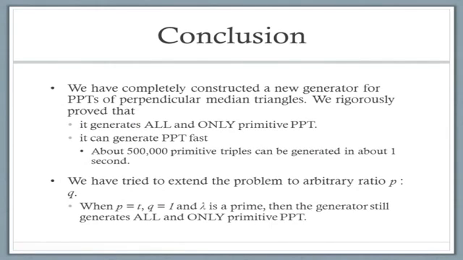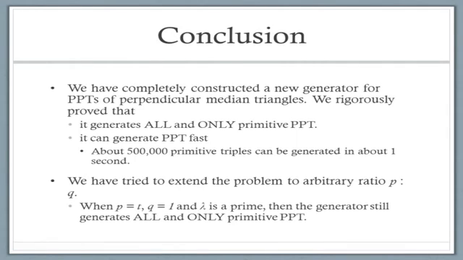So in conclusion, our paper has completely constructed a new generator for PPT of perpendicular median triangle. And we give a rigorous proof that it generates all and only primitive PPT. That means a bijection can be formed between the parameters m and n and the triples A, B, and C. And also, it can generate PPT faster than exhaustion.